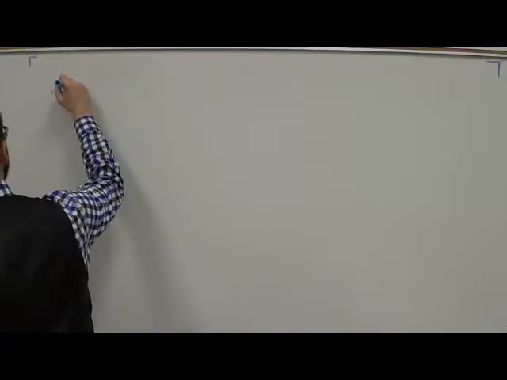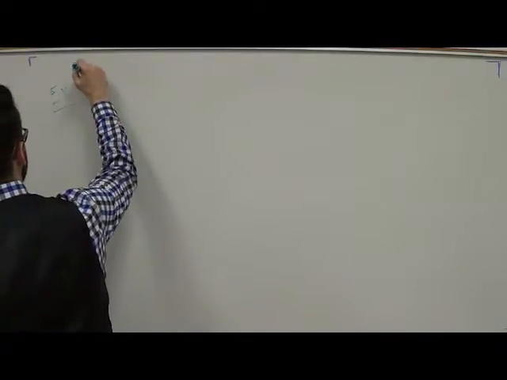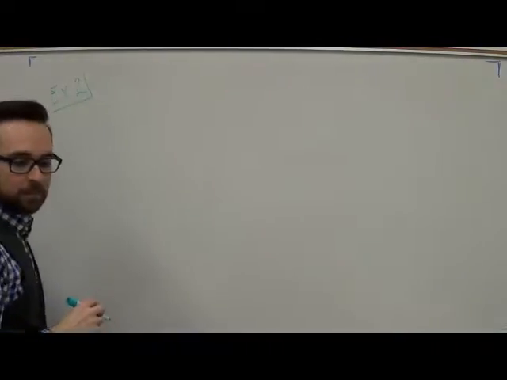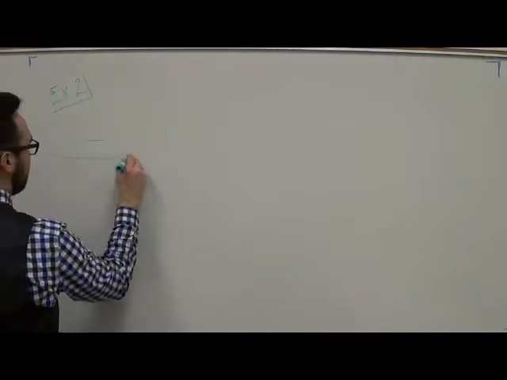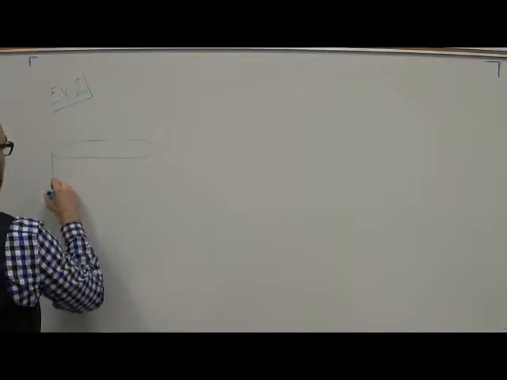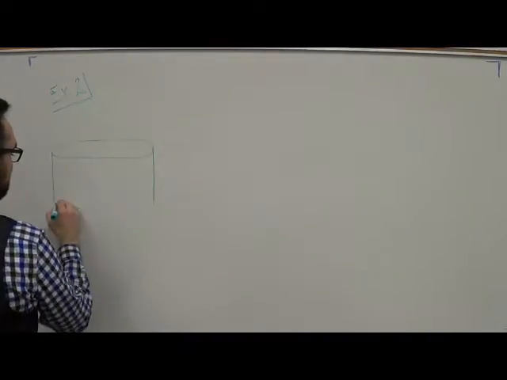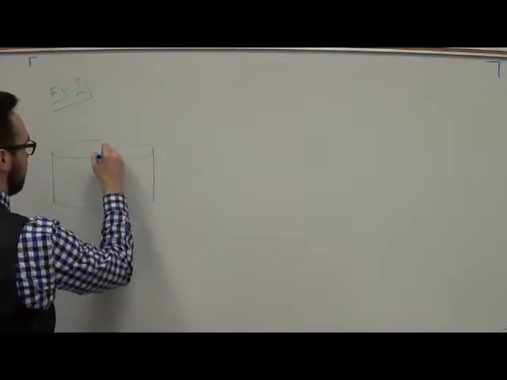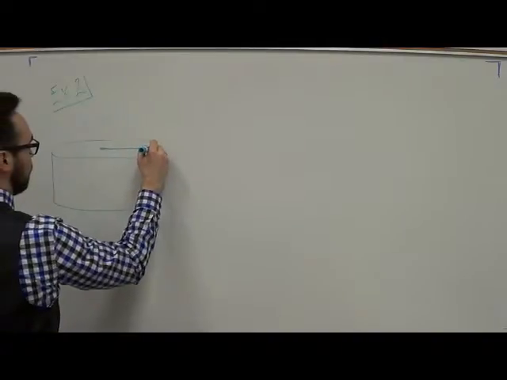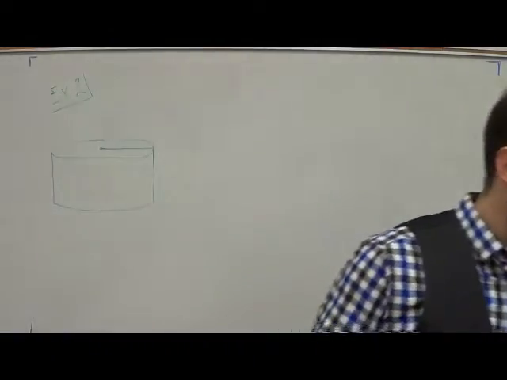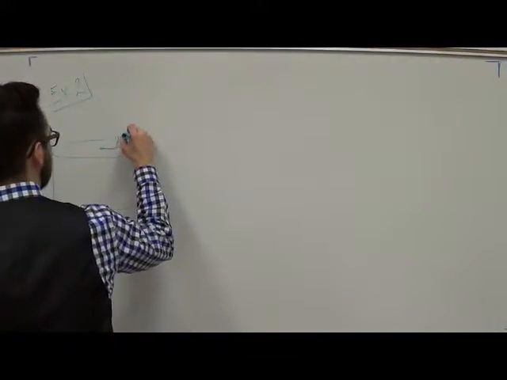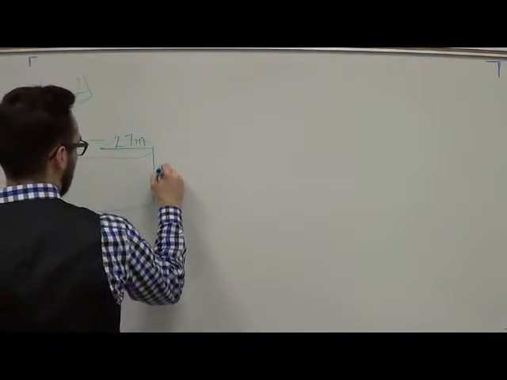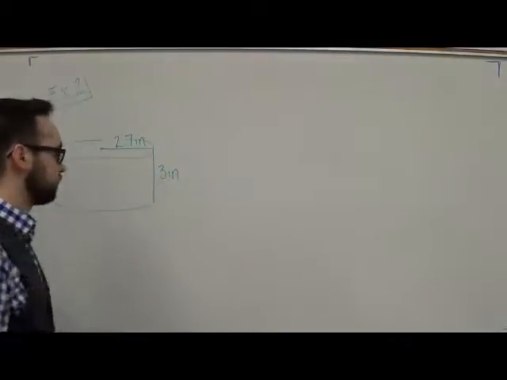All right, let's do one more of those. So this cylinder is going to be a little shorter this way. So we have a radius of 2.7 inches and a height of 3 inches.